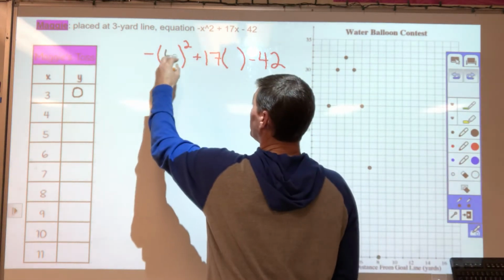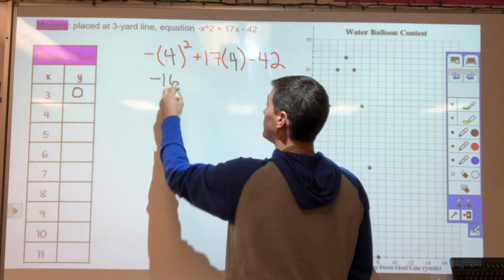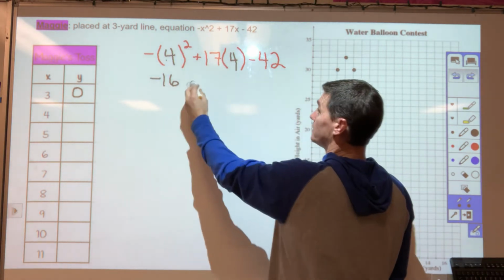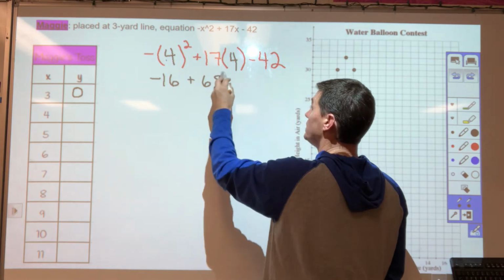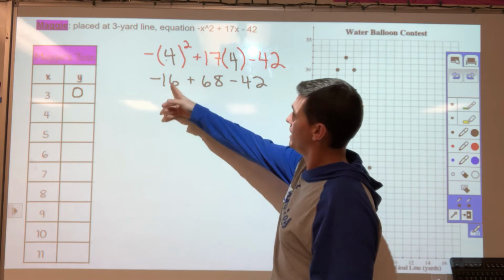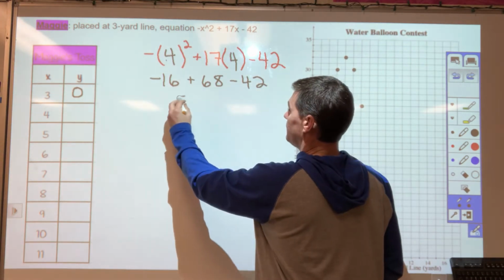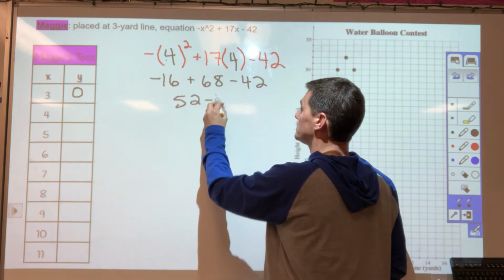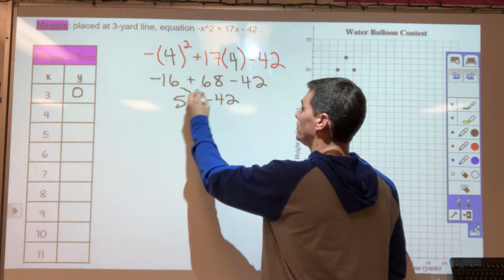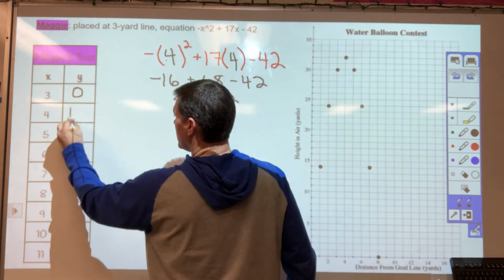All right, we plug in 4. 4 squared is 16, make it negative. 17 times 4, that gives us 68. Take away 42. All right, so we've got negative 16 plus 68 minus 42. This gives us 52 minus 42 when we combine. And here, that gives us a final answer of 10.